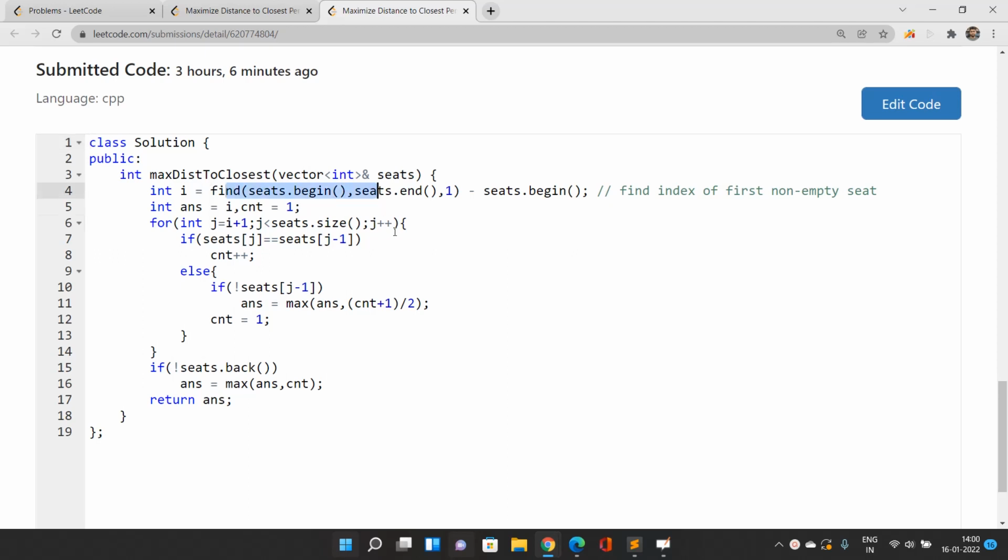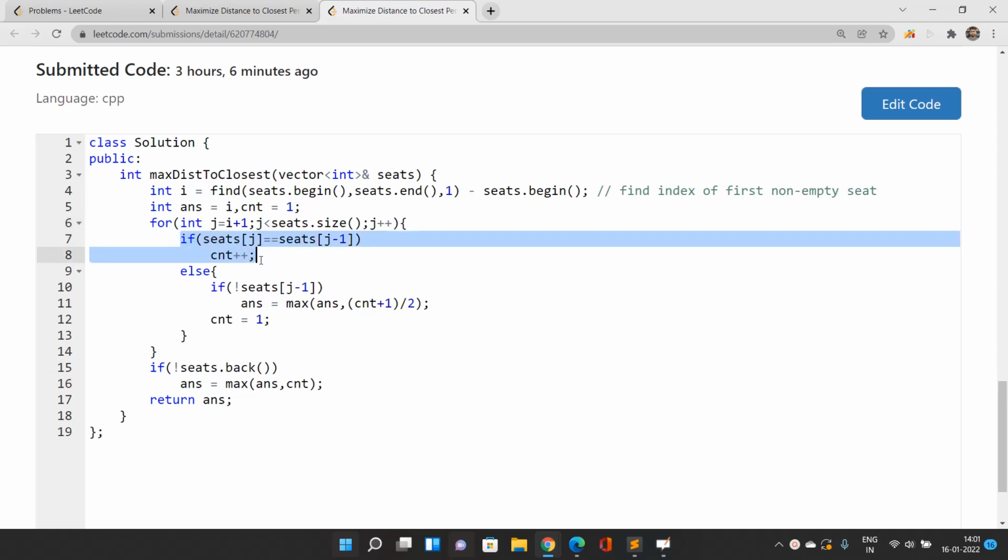So what will happen if it occurs at the beginning of this array? I will first find the least index where the first non-empty seat is going to occur, let the index be I. So our answer is going to be initialized with I, because the person will always sit at the 0th index, and the distance from this person to the closest non-empty seat to the right of it will always be I. And let's initialize count as 1. So I will pick out the consecutive segment of empty seats, that is filled with 0.